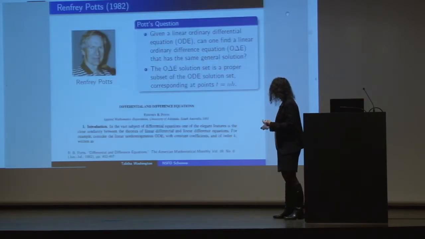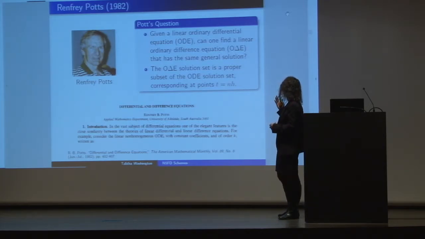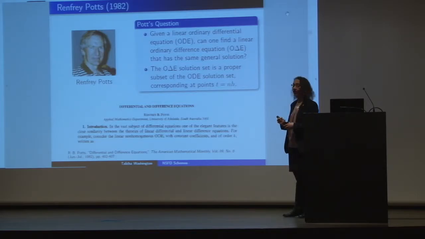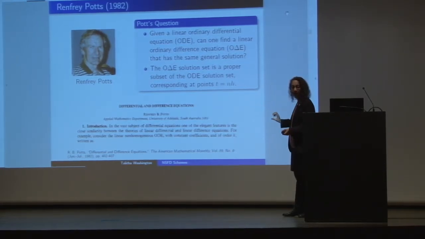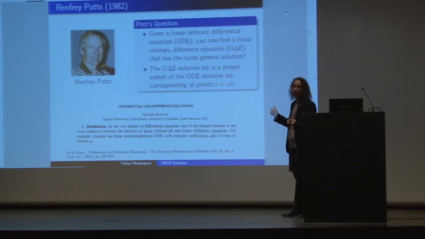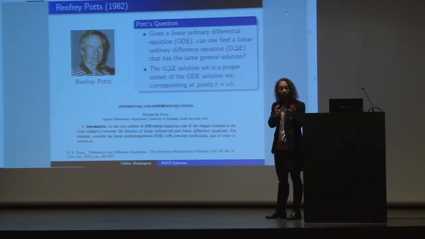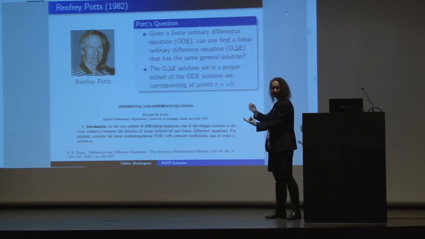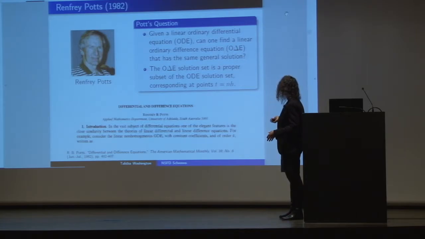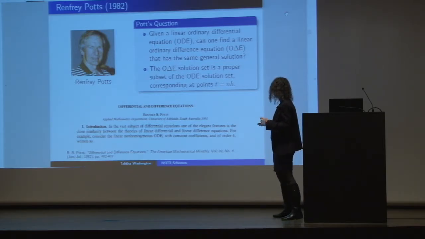So Renfrey Potts posed a question: given a linear ordinary differential equation, can one find a linear ordinary difference equation that has the same general solution? Meaning that whatever your h value is, can that difference equation exactly match the solution? Essentially, you can think of the difference equation solution as a proper subset of the continuous solution, because you're just picking discrete points from the solution. So the ordinary difference solution set is a proper subset of the ordinary differential equation solution set, and they correspond at points t is equal to nh.